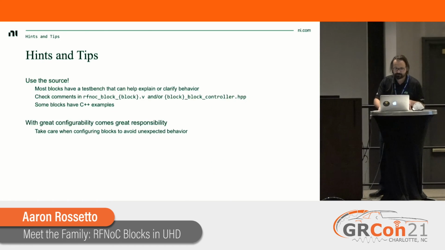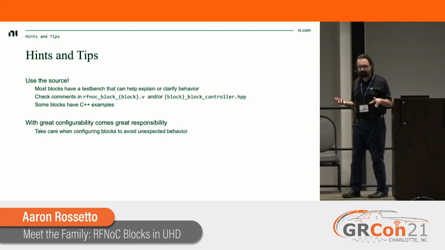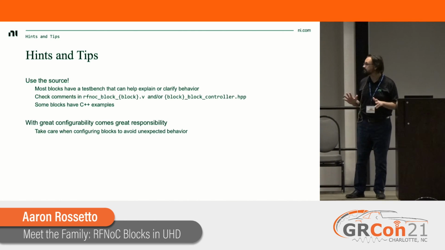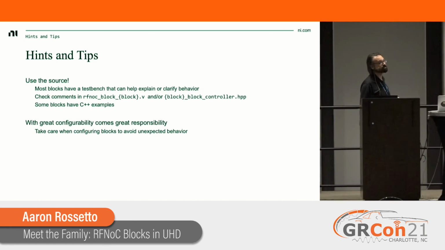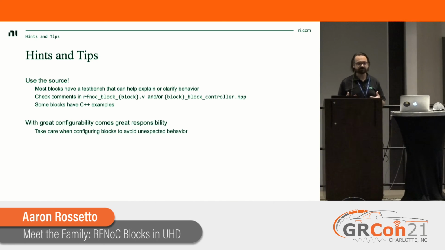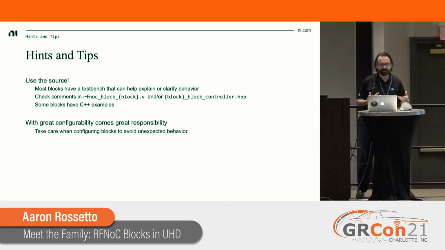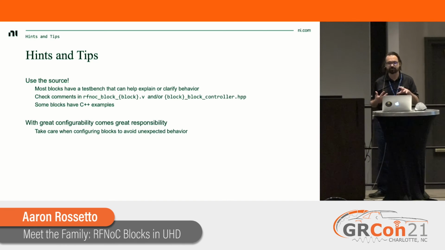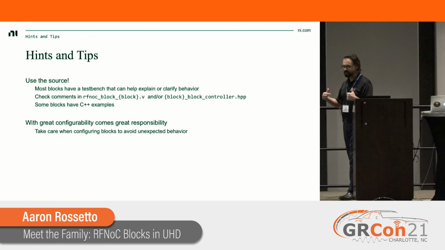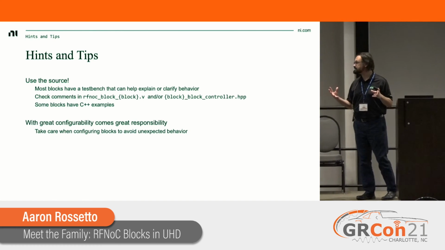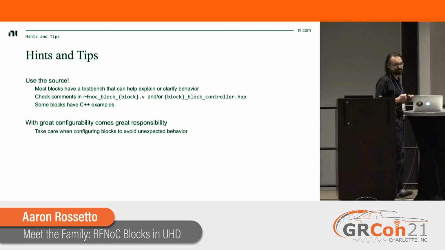So finally, for my hints and tips, I've said a number of times, go look at the source. I like to think we do a pretty good job of documenting things, but also a lot of these blocks have a very good comprehensive test bench that you can look to understand exactly how it's going to work in some of these more rare configurations. And like I said, the block controller header files usually have really good comments about how each of the functions works, what it changes, and the range of values that it allows, as well as the RFNoC Block Verilog file as well has a lot of additional details.